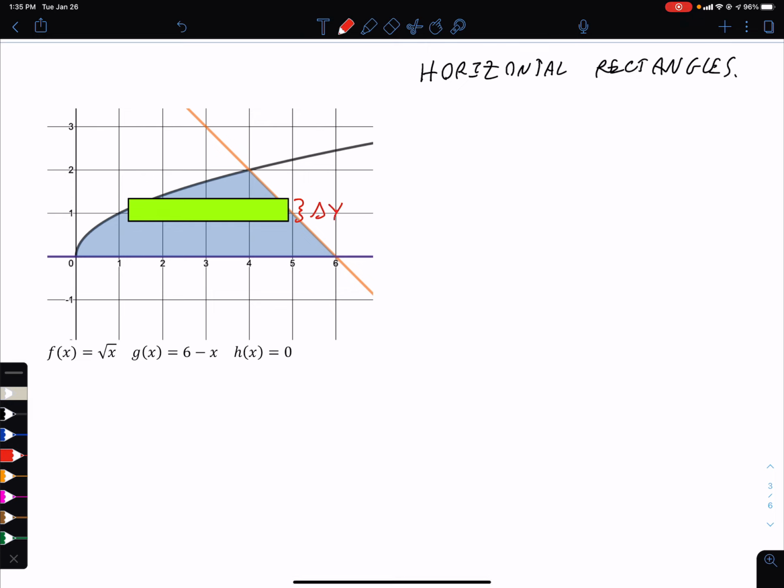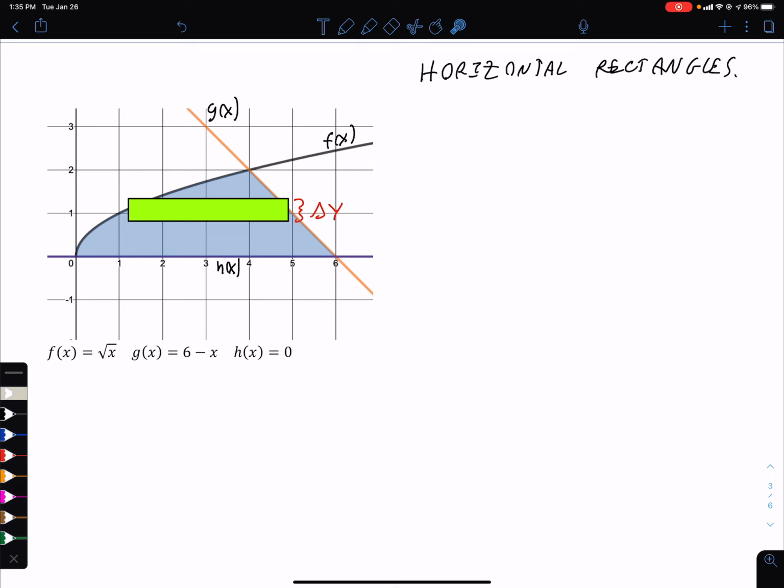Let me label these graphs for you. This is f of x. The gold one is g of x. And the blue line at the bottom is h of x. So you have three functions, that function, and that function. Therefore, you have the blue shaded region. Okay? Now, we need to find intersection points. We'll do that. But let me just point out some things here.